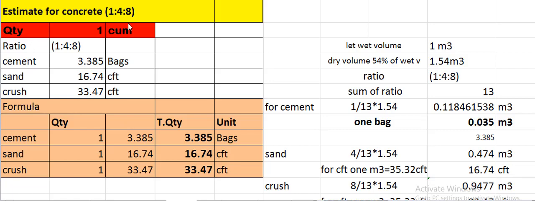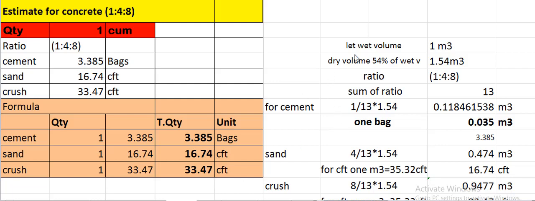For the estimate of concrete 1:4:8, generally called lean concrete, we use it for blinding the surface before pouring the foundations. The ratio is 1:4:8, 1 means cement, 4 sand and 8 crush. The quantity required for 1 cubic meter of concrete is 3.385 bags, 16.7 CFT of sand, and 33.47 CFT of crush.